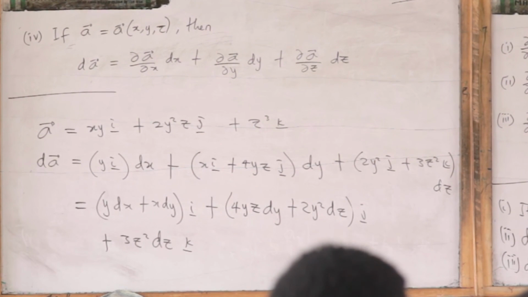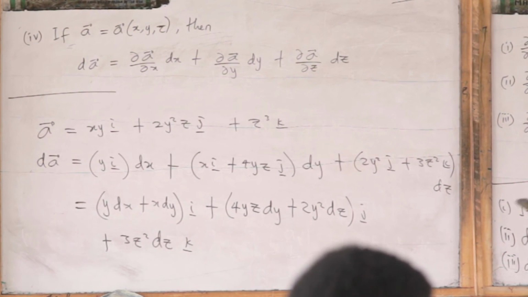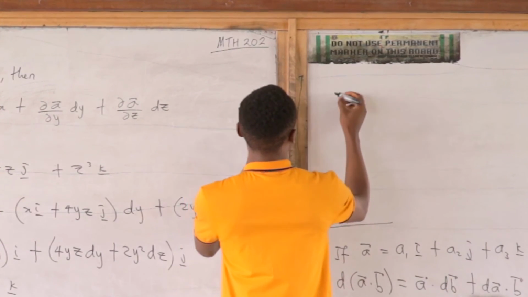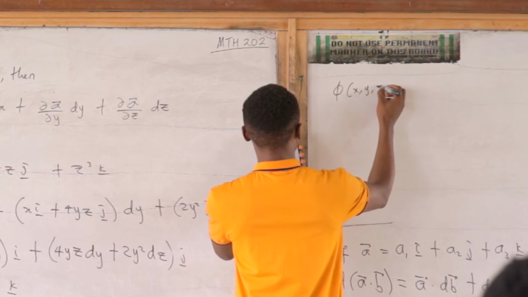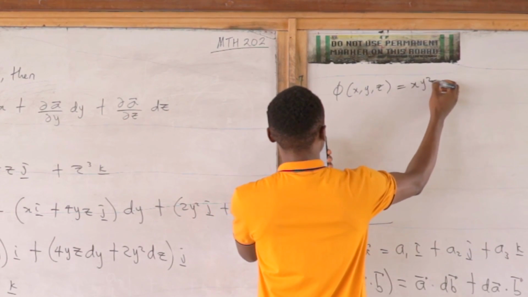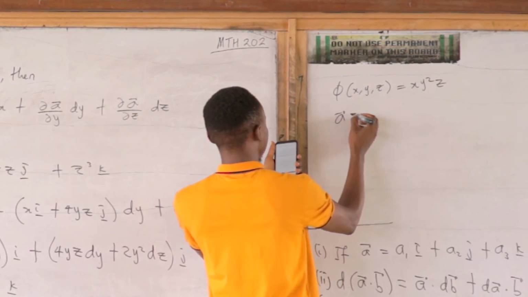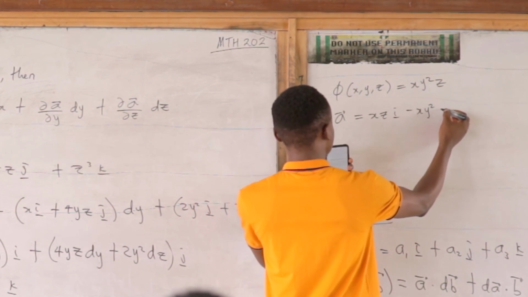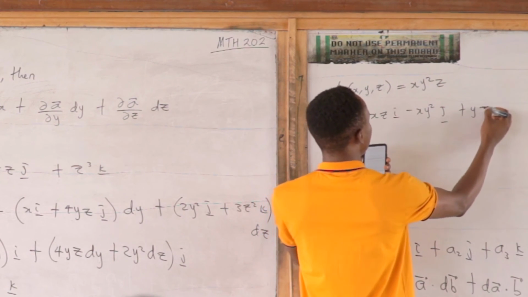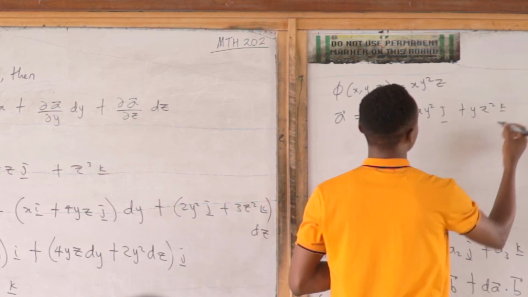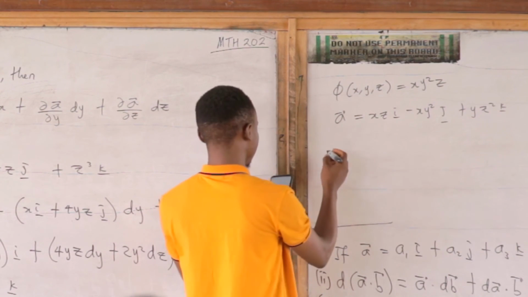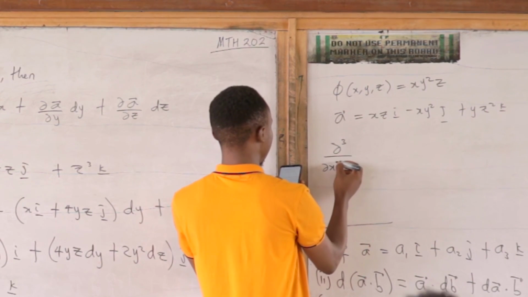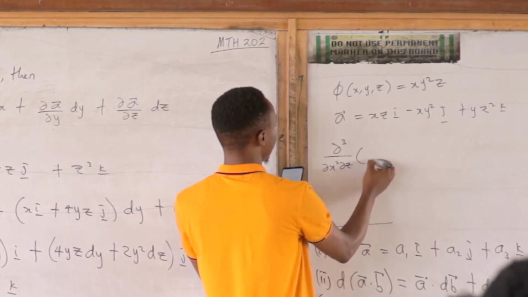We are not starting new material until Thursday. Number 1: if phi of x, y, z is equal to x y squared z, and a vector function is given by x z i minus x y squared j plus y z squared k, find del dot of phi A.